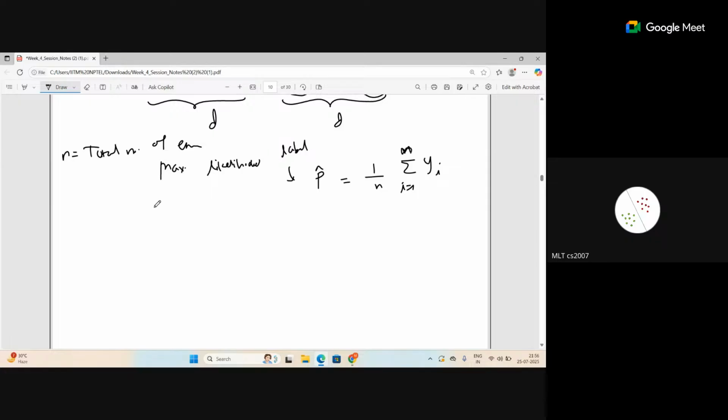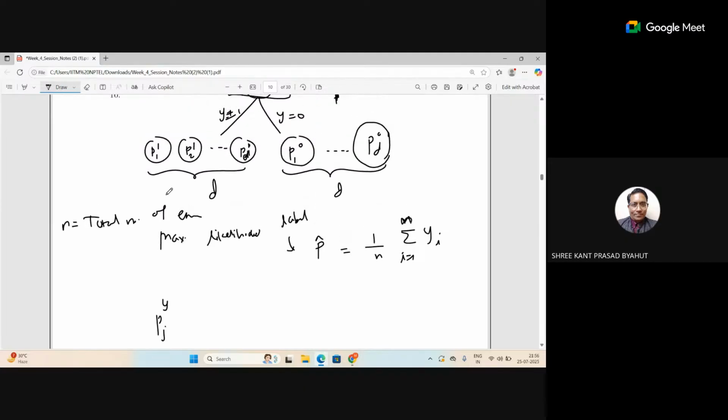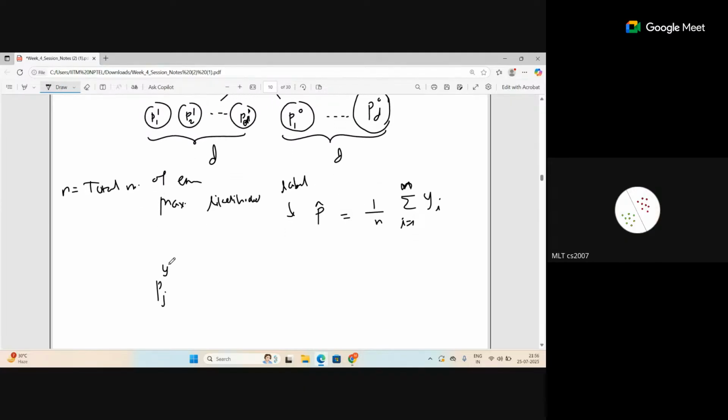The estimator for the spam side and the non-spam side. Both, right? p_jy. So this y superscript is equal to 0 and equal to 1. And j will go from where to where? J will go from 1 to D, the number of features. So for all D. And y will take which values? 0 and 1. So the value will be 0 and 1.